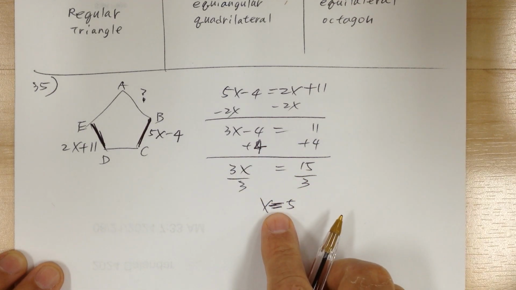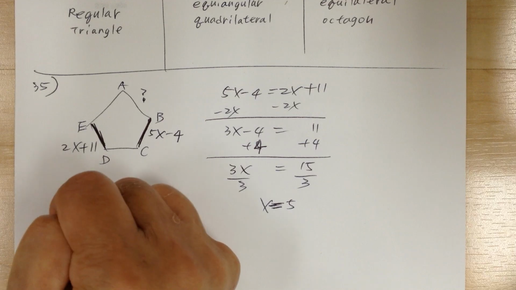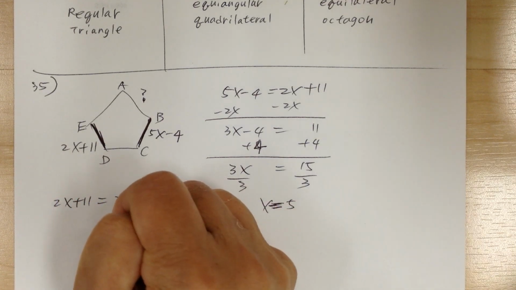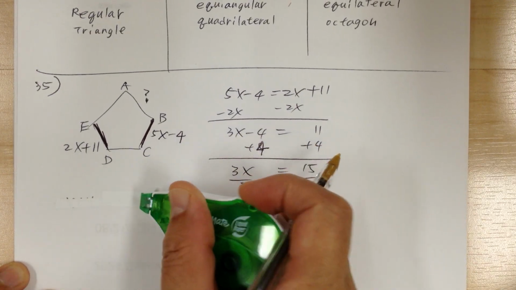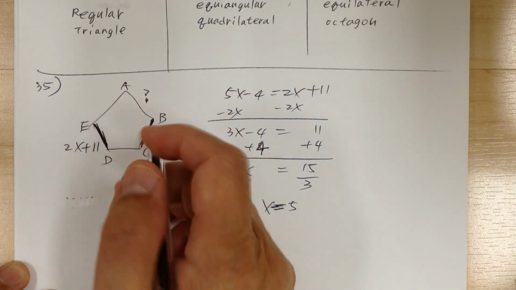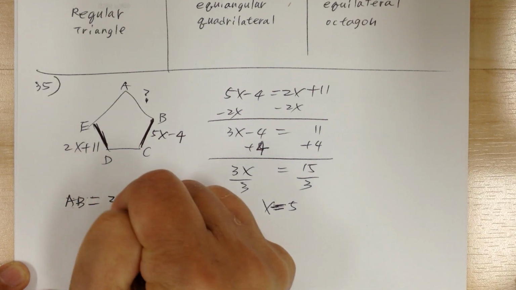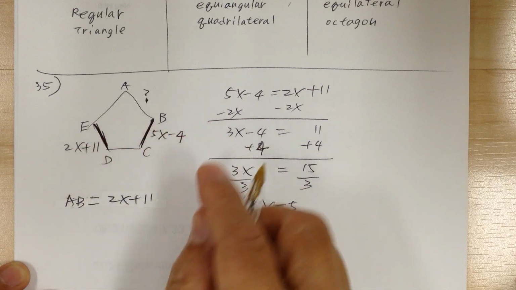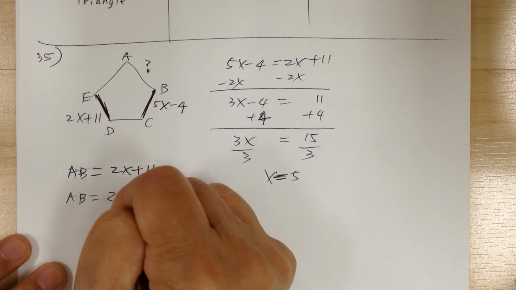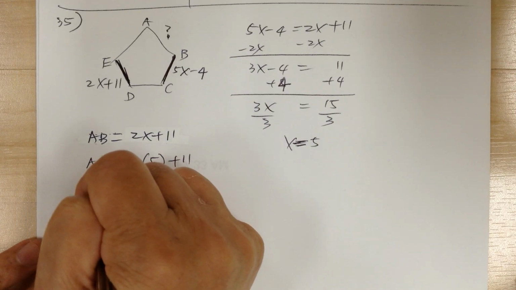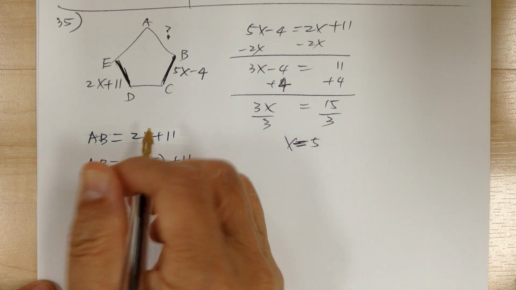Once you find x equal to 5, you can use any one of these. Since all 5 sides are equal, AB will equal 2x plus 11, or you can equal it to this, it doesn't matter which one. I'm going to use this one because I don't like the subtraction. So AB will equal 2 times 5 plus 11. So AB equals 10 plus 11. So AB equals 21.